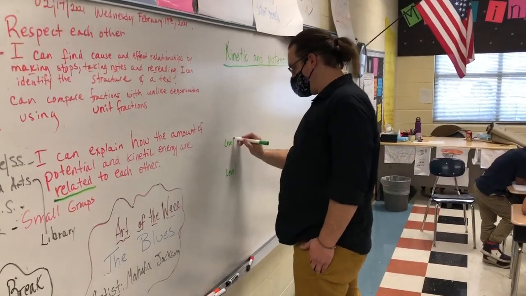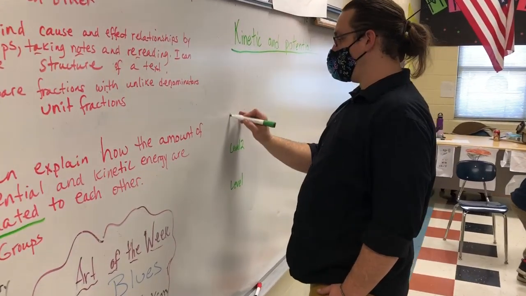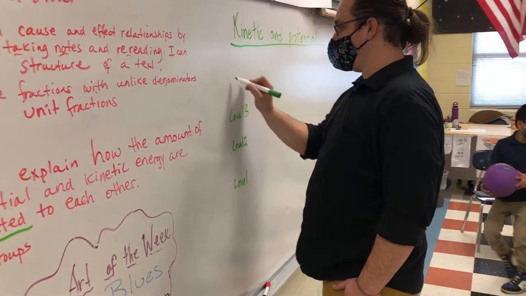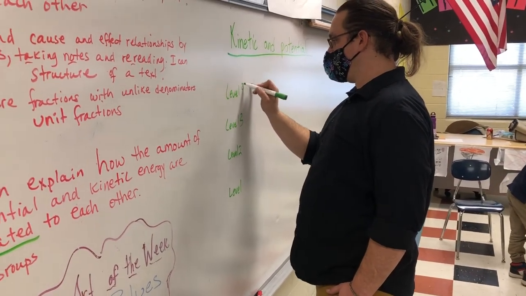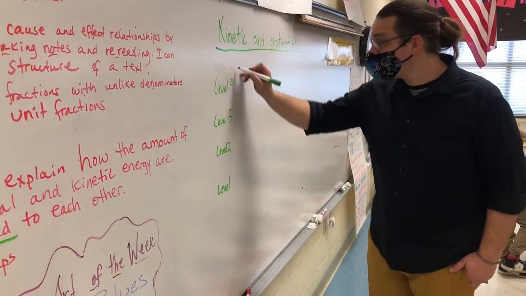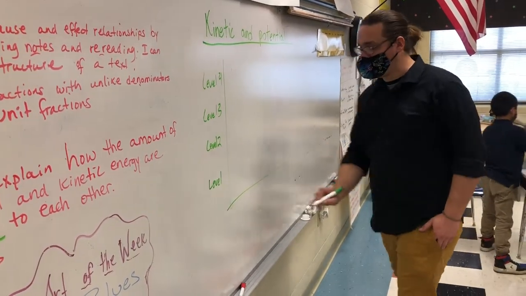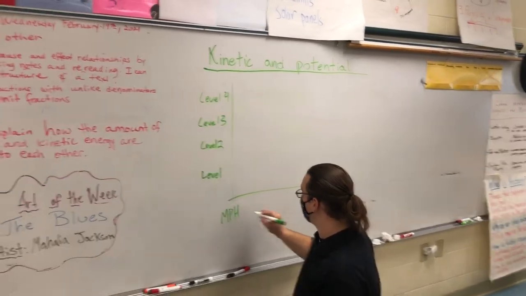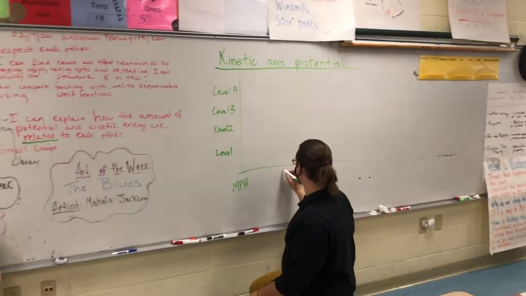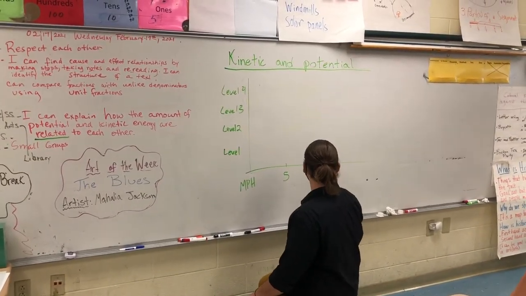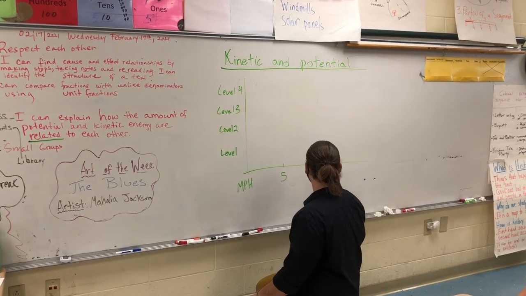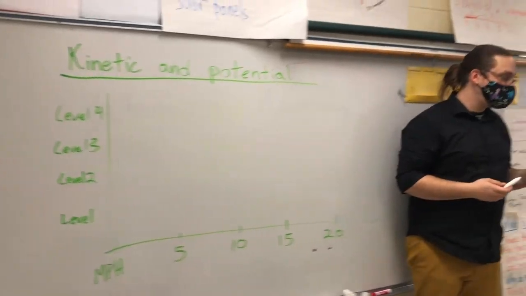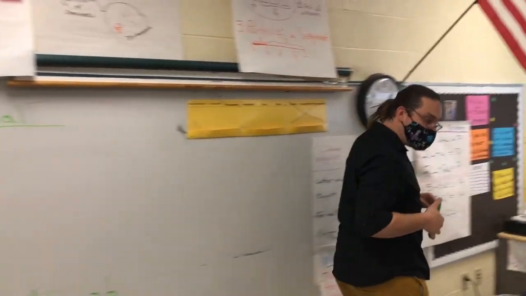So we're going to make a graph here on the board. The students don't have to do that. You don't have to make this chart on yours, but here is 5 miles per hour, 10 miles per hour. Once you've finished entering that in, everybody should write this down.